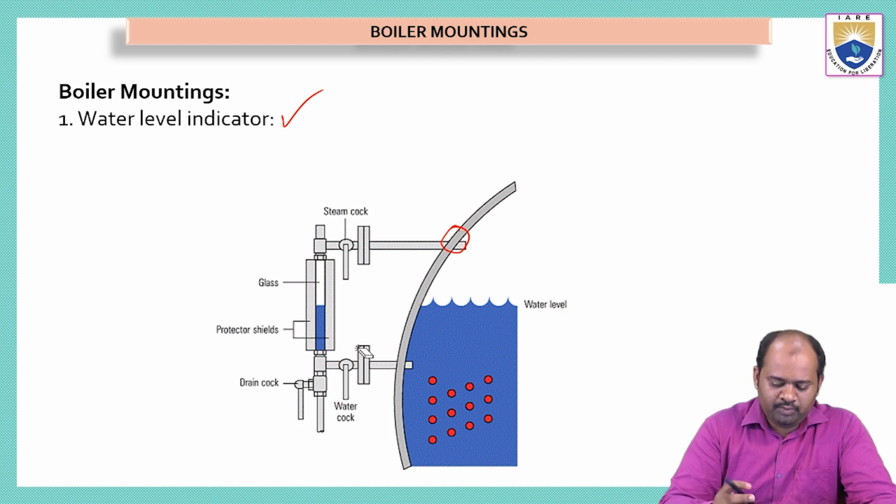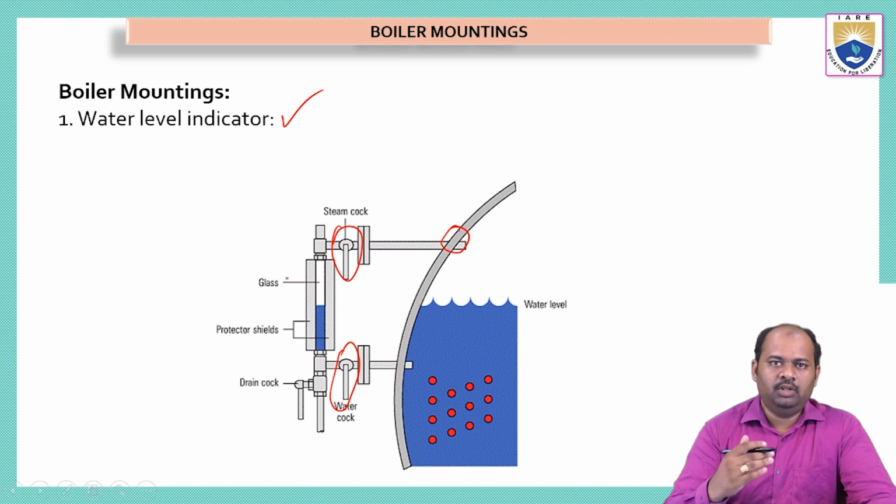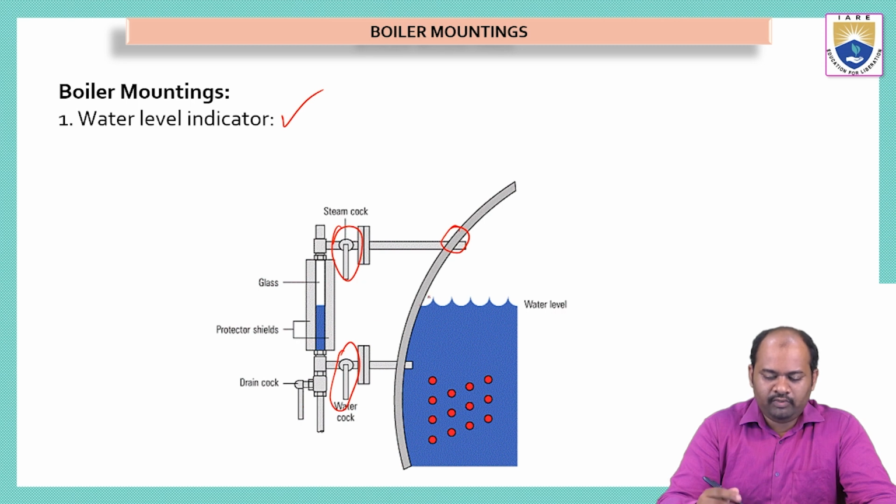We have to keep these two cocks in open condition so that the water will go into this, and inside the glass tube the water level will rise up. Now when the water level is decreasing inside the tank, the level inside this glass tube also decreases. So it will directly indicate the level of the water inside the tank.